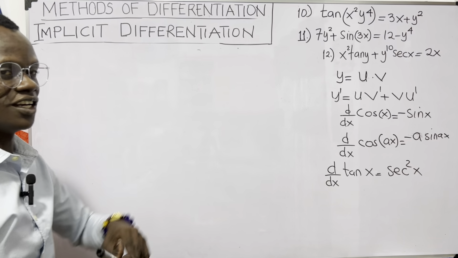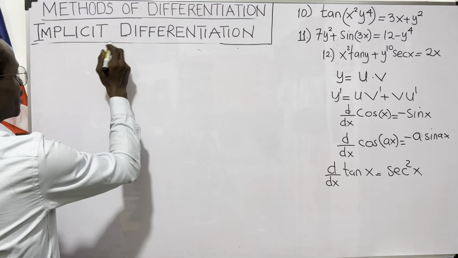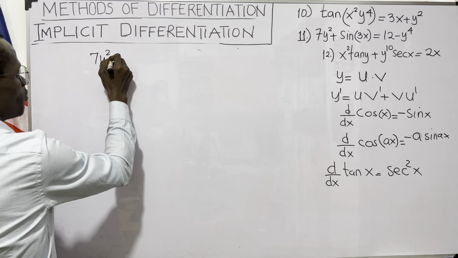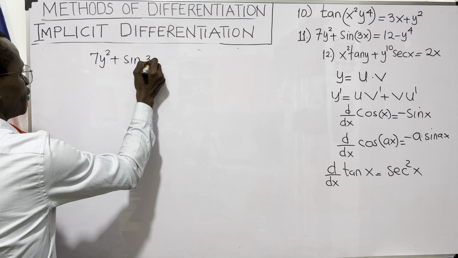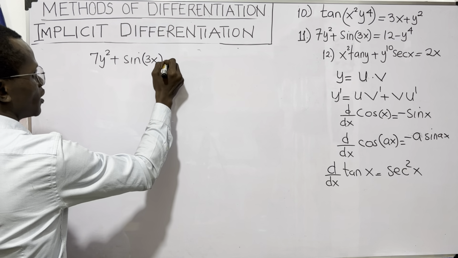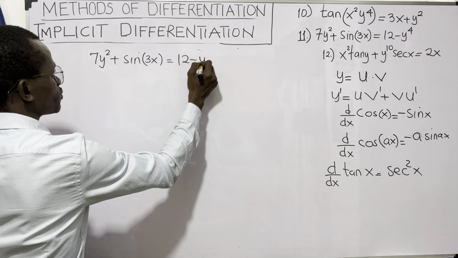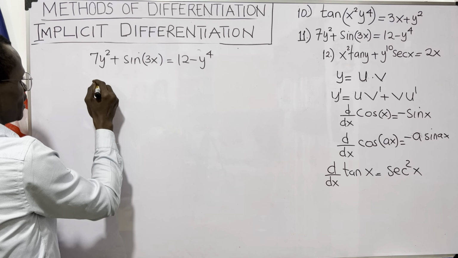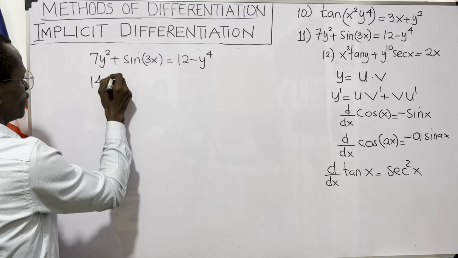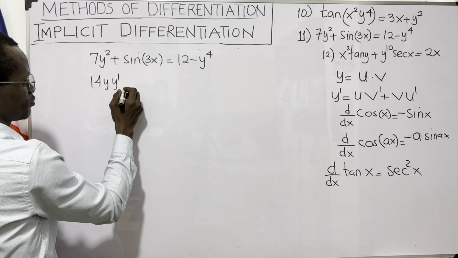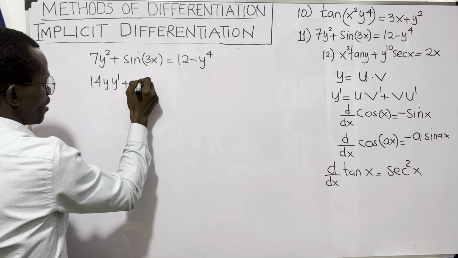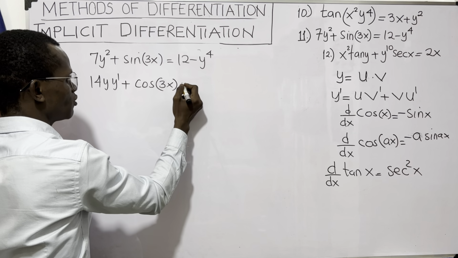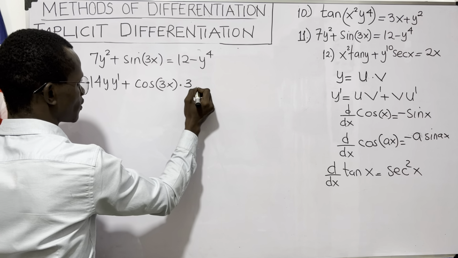These are just little ones that you can just play with. So question 11 says 7y squared plus sine of 3x equals 12 minus y to the fourth. So we differentiate: 2 times 7 is 14y. We attach y prime. We differentiate sine, we get cos of the angle 3x. Then we differentiate the angle. The derivative of 3x is just 3.